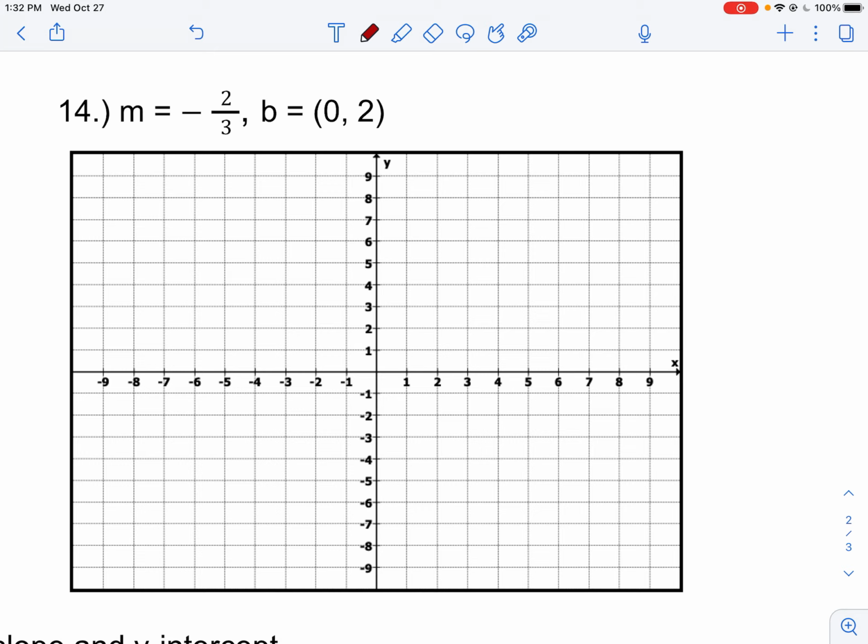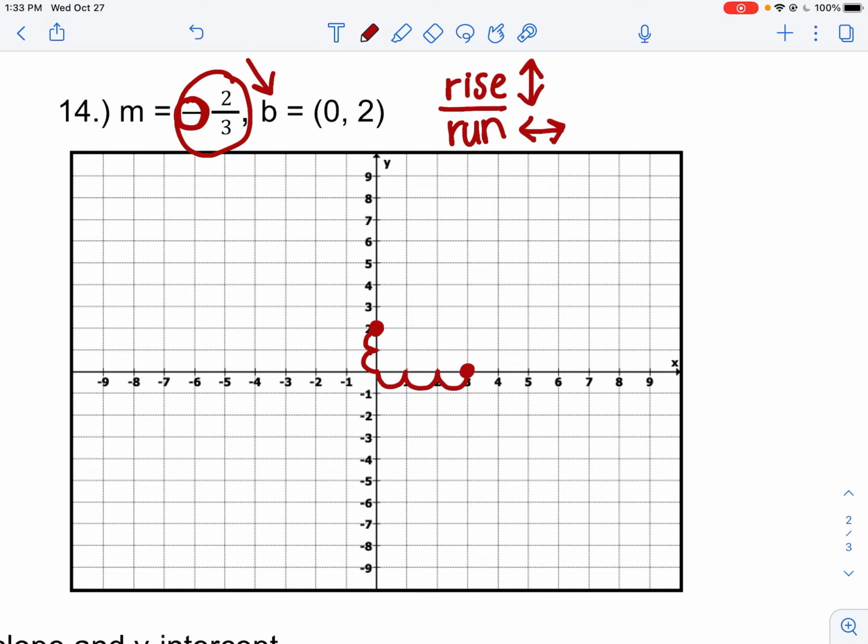Number 14, we're going to do the same thing as the previous question. We're going to start with the y-intercept, which is (0, 2). We know that negative 2/3, that's saying this line is going to go down because of this negative. So, because it's rise over run, we either have to go up or down twice and then run left or right 3 times. So I'm going to start with (0, 2). And then because it's negative 2/3, it should be going down twice, 1, 2, and then running to the right, 1, 2, 3. So our next point would be right there.